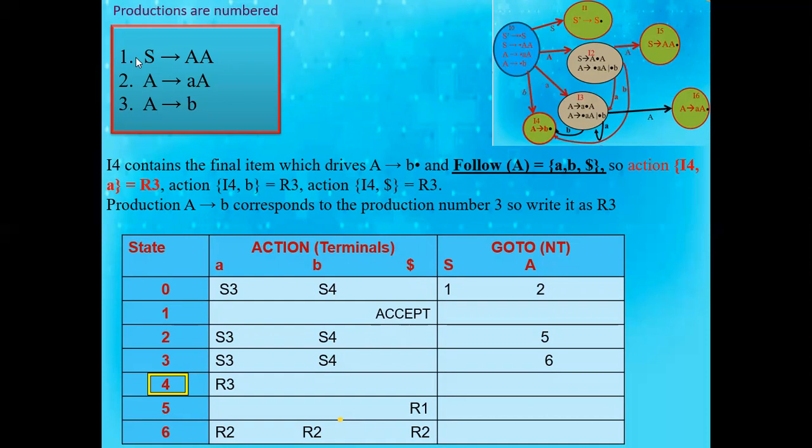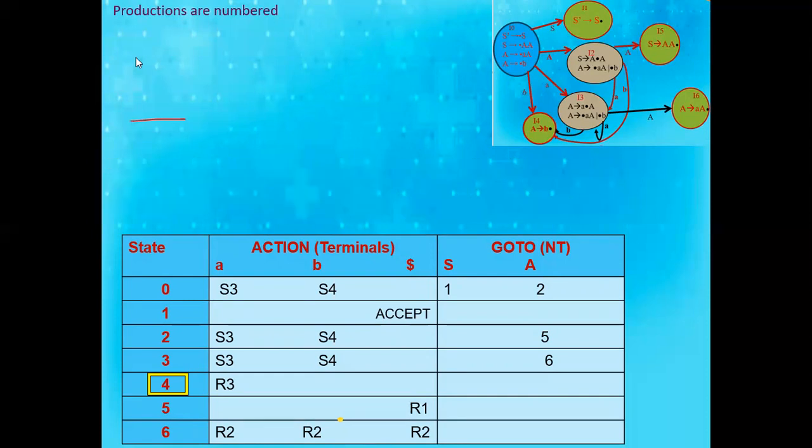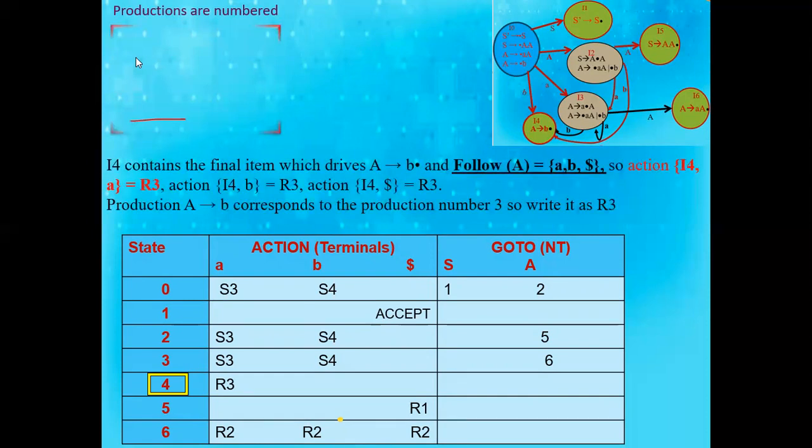And I have my production A gives B dot. Which production is this? This is the third production, right? So I need to have the number 3. Why this R? This is a reduce operation, so R3. That is why I have written R3 here.